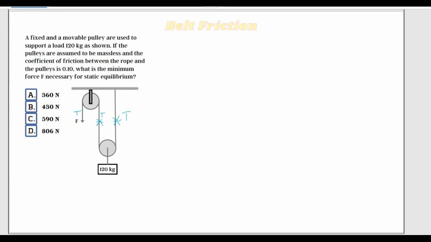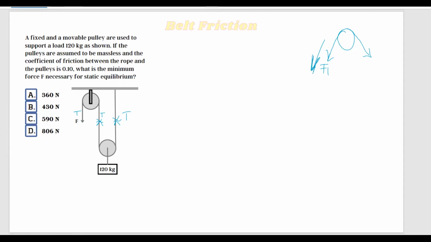And the reason is because, I'm going to just draw a pulley here. Imagine we have the cable pulling on this side. And let's say this is force F. And let's assume that the system is going in this direction. There is going to be a friction force trying to pull the system in the other direction. So this is the friction force.